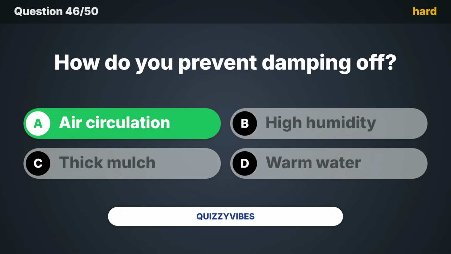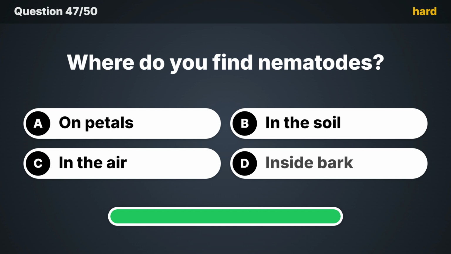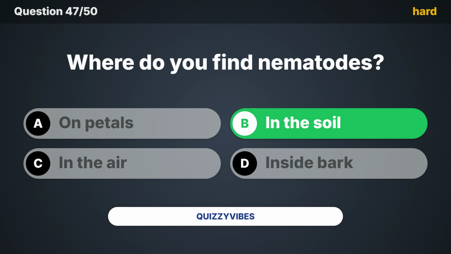The correct choice is air circulation. Where do you find nematodes? The answer is in the soil.